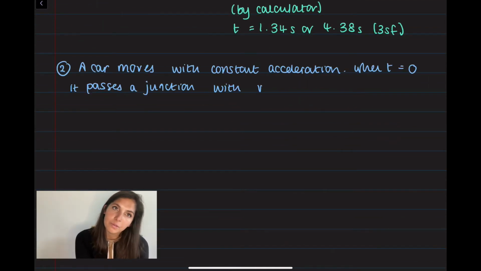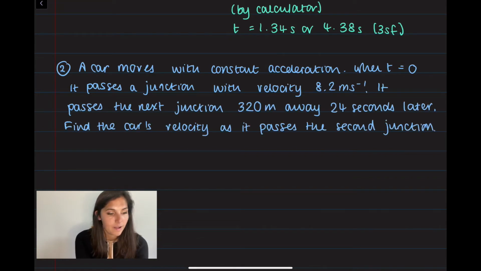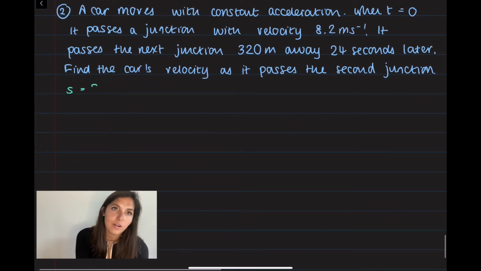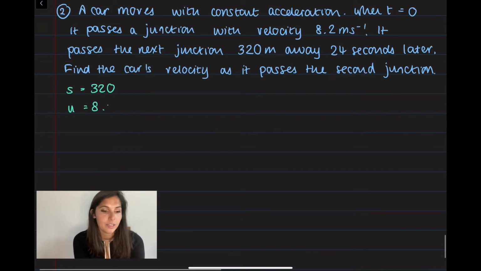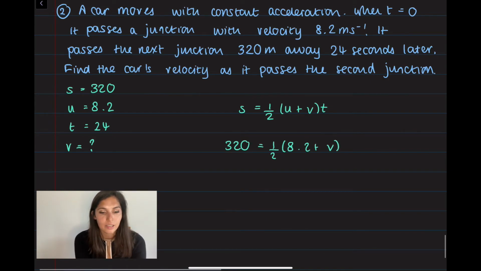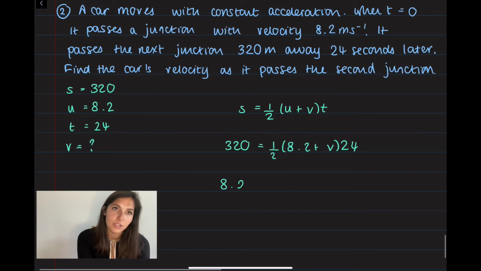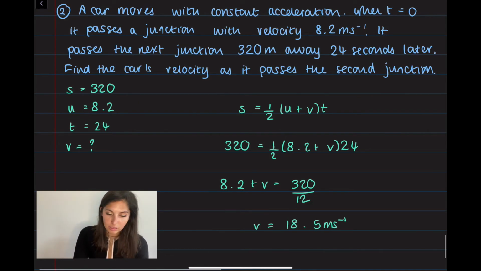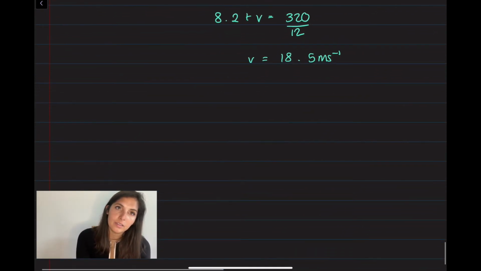Let's look at the second example. So once again, I'm going to write down all my variables on the left. So I've been given the displacement, so I write that down. I've been given the initial velocity, I've been given the time, and I want to find the final velocity. So I write the final velocity with a question mark. And then I can use that to select the formula that I actually want to use. So I know that s equals a half (u plus v) times t contains all of those variables. So that's the formula that I want. Then I just plug my values in, rearrange, and that gives me my final answer.